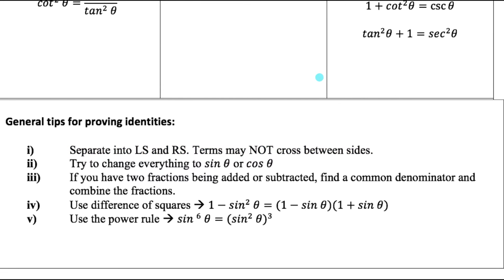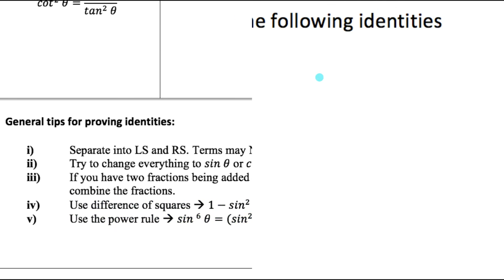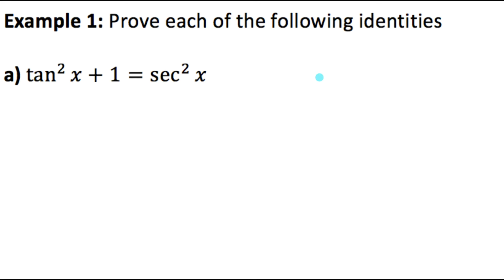And then on each side, a good strategy is to try and change anything that is not written in terms of sine or cos, rewrite it in terms of sine or cos using identities that we know. And if we have fractions being added, usually we want to combine them by finding a common denominator. And always be on the lookout for difference of squares, or any way you could use exponent rules that you know. So before we get into the new identities for this course, let's practice proving 3 identities you would have had in your last course.